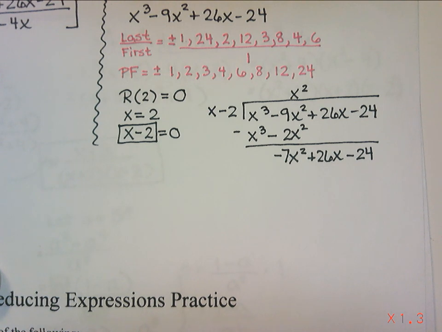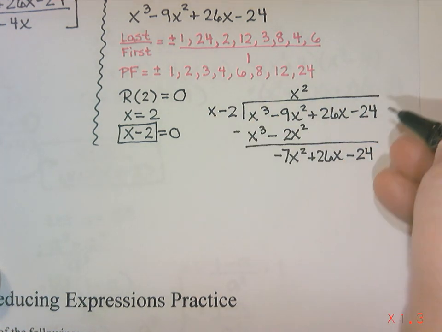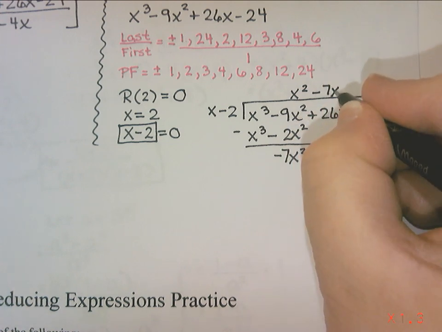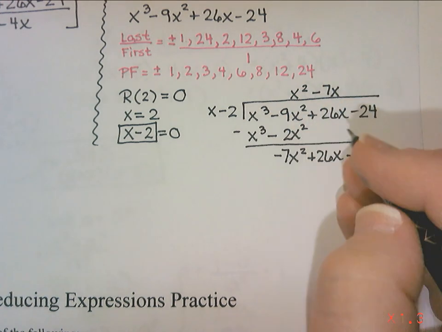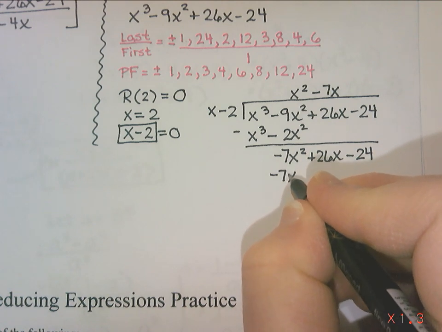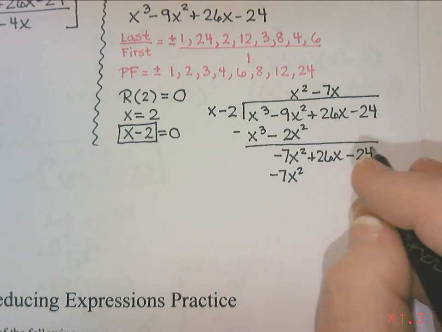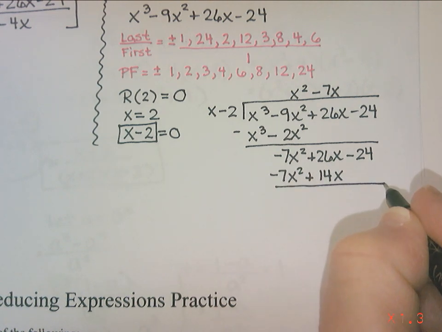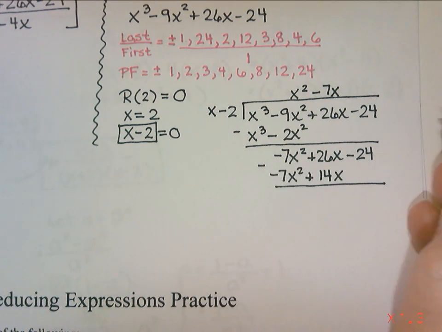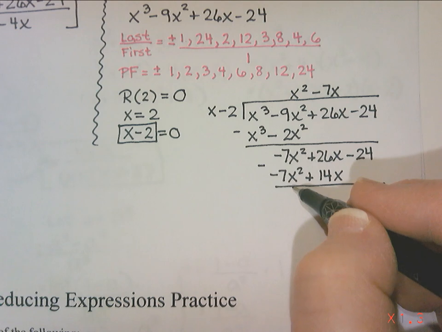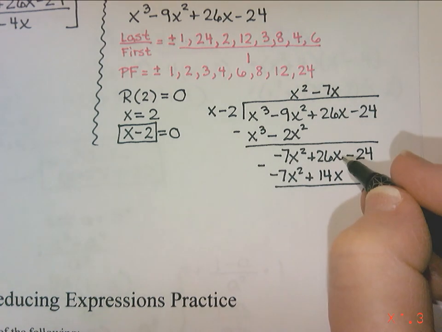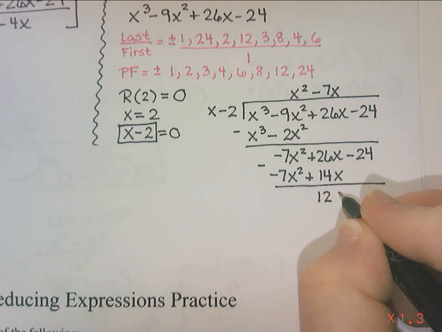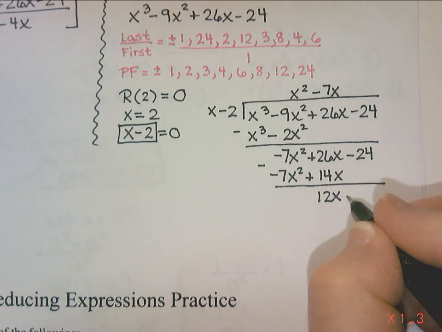All right, how do I turn an x into a negative 7x squared? I need to multiply by negative 7, and I need another x. So negative 7x times x is negative 7x squared. Negative 7x times negative 2 is positive 14x. I subtract to see what's left over. Negative 7x squared take away negative 7x squared is 0. 26x take away 14x is 12x. Negative 24 take away nothing, it's negative 24.